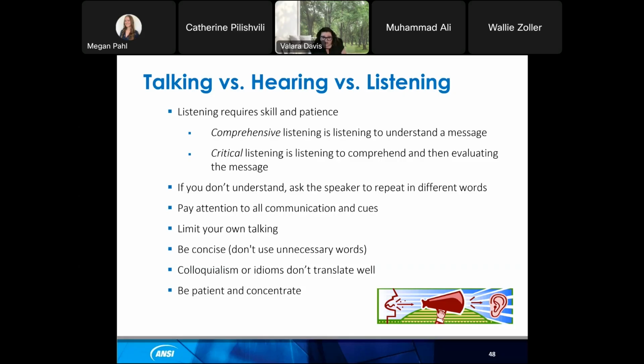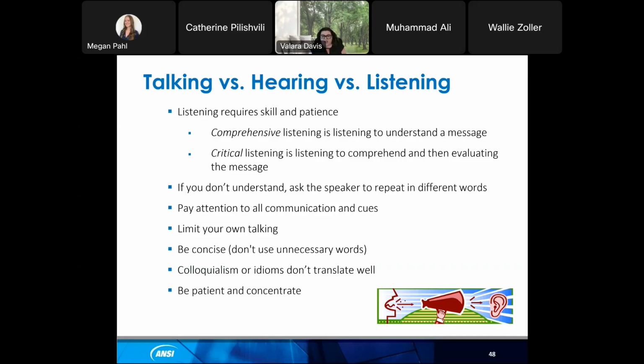So if you don't understand, it is more than permitted to ask someone to repeat or rephrase what they have said, and you may also be asked to do the same thing. So pay attention to all communication and cues that you're hearing when something is being presented, so you can make sure that you're presenting the appropriate challenges when necessary. And when speaking, limit your own talking. Make sure that you're being concise. You're not using unnecessary words or colloquialisms or idioms that may not translate well depending on the audience.